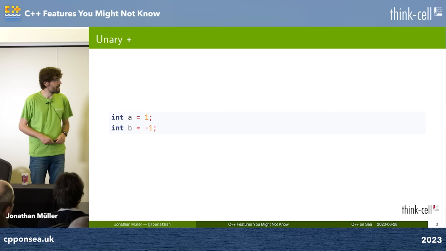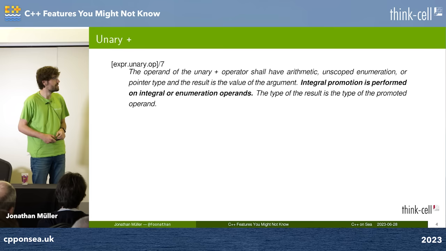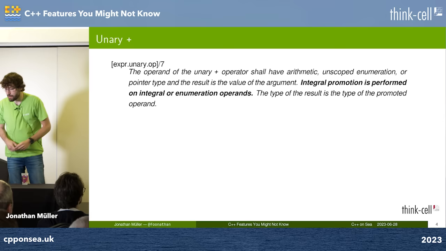Another operator is unary plus. So you have two numbers, you want to align them, and that looks a bit ugly, right? So you can write plus one. And that actually isn't part of the numeric literal syntax. That is a regular operator. This is what the standard says: the operand of unary plus shall be an arithmetic, unscoped enumeration or pointer type, and the result is the value of the argument.